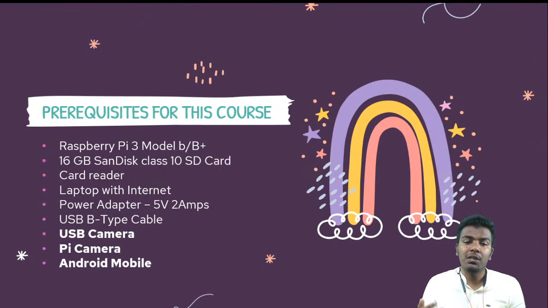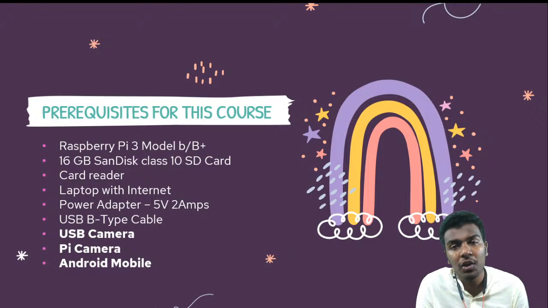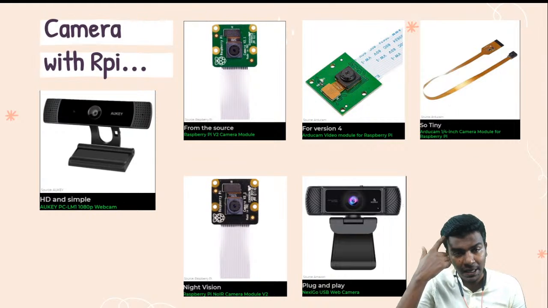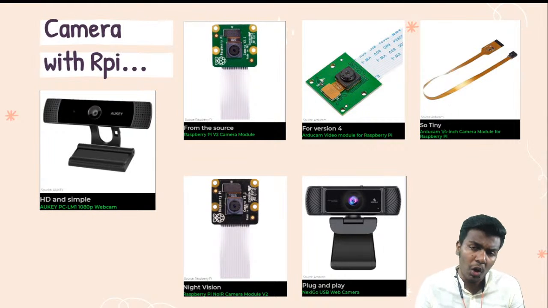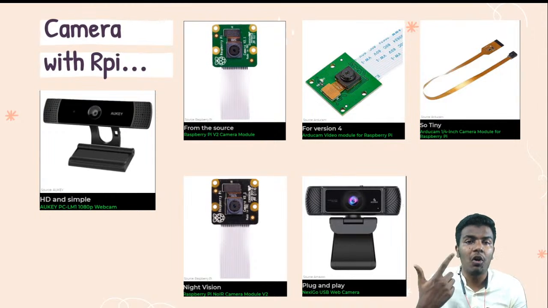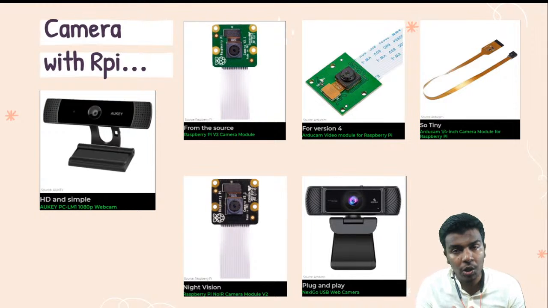The prerequisite to complete this agenda is a USB camera, that is, a web camera, or a Pi camera, or an Android mobile camera. You can use any one of these options. If you can't afford a Pi camera or USB camera, you can use the Android mobile phone camera itself. While talking about cameras with Raspberry Pi, there are a lot of cameras, and each one is used for a special application. For example, if your application is a normal one, you can go for a normal USB web camera or Pi camera. Other than that, you can also use your mobile phone camera.